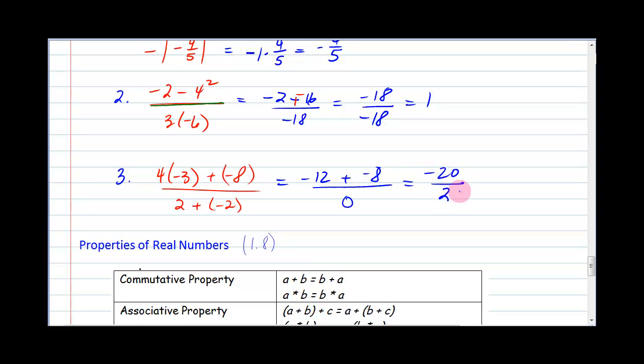Negative 20 over, not 2, negative 20 over 0. Can't have it. I can't have it because 0 is in the denominator. So in other words, this is undefined. Do not forget, we cannot have 0 in the denominator. My answer is undefined.